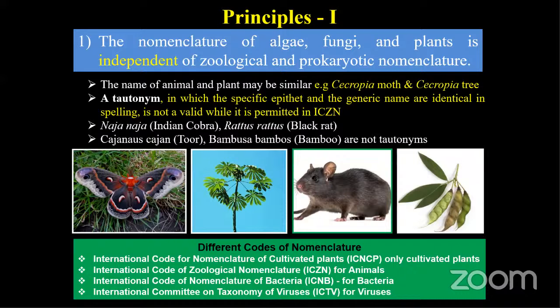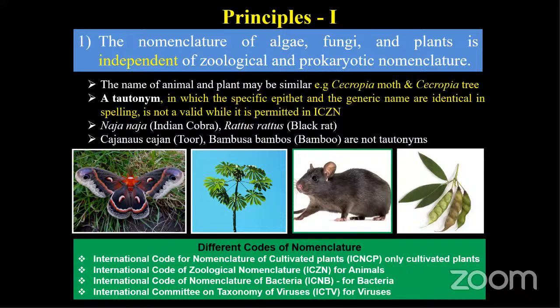The first principle of ICN states that the nomenclature of algae, fungi, and plants is independent of zoological and prokaryotic nomenclature. Means whatever the rules and regulations which are included within this code, particularly for the nomenclature of algae, fungi, and plants, they are totally independent of zoological and prokaryotic nomenclatures. So it is also commonly called the independent principle, or the straightforward principle.